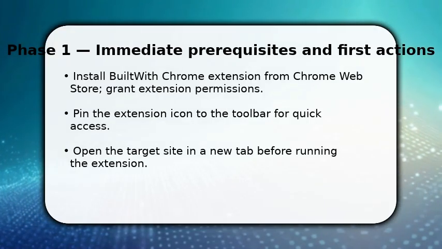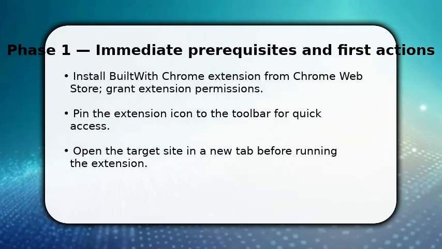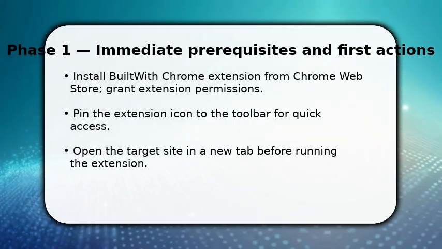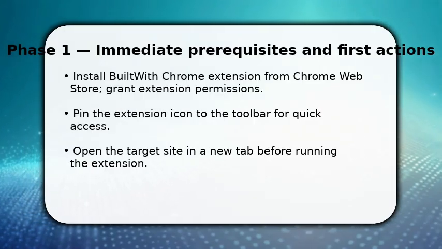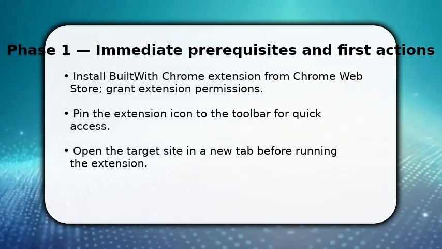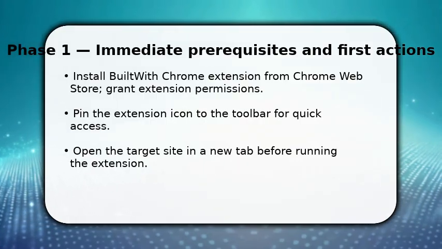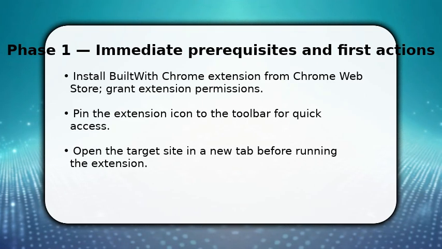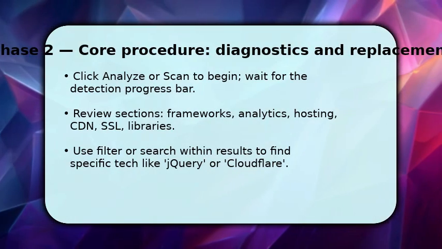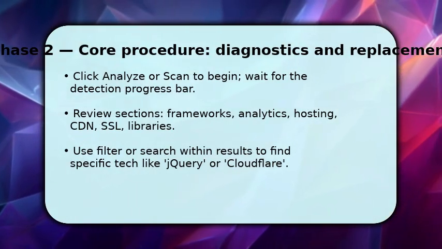The why is simple. An active tab feeds the extension URL and DOM so it can detect technologies accurately. Make sure Chrome has allowed the extension to read site data, otherwise detection will be incomplete. You run the scan and watch the progress bar until it finishes. This gathers scripts, headers, and linked resources.